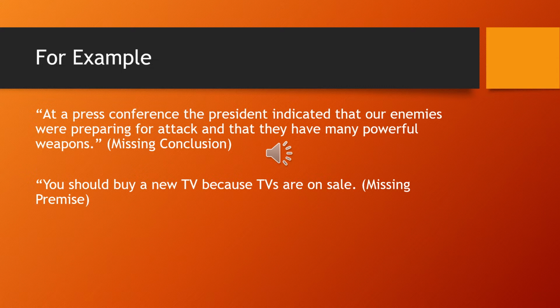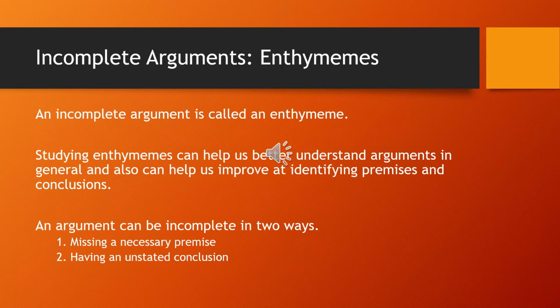Yes, it's true they're on sale, but so what? We need even more information to complete the set of reasons that would justify that conclusion. So we do have an argument here, but it's an incomplete argument because we have an incomplete chain of information. It's insufficient to support the conclusion that we should buy a new TV. And as I've already said, when you have an incomplete argument, you're dealing with what we call an enthymeme. Okay, an incomplete argument is an enthymeme.